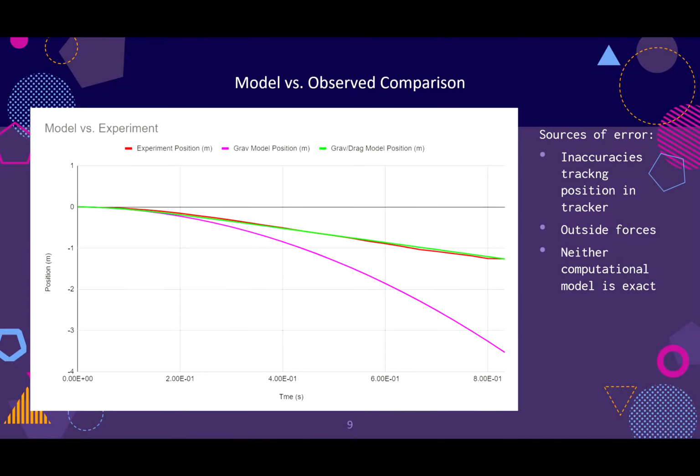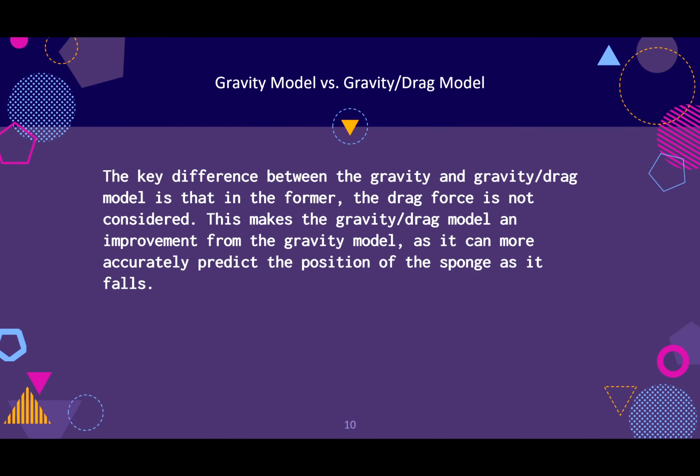Here is a graph comparing the data extracted from the observed and model position versus time graphs. You can see that the line representing the gravity model diverges completely from the observed position, and the gravity drag model is more accurate. The observed position also diverges from the gravity drag model, but at a much smaller scale. Sources of error that could explain the inconsistency between the gravity drag model and observed positions are inaccuracies in tracking position in Tracker and other potential outside forces acting on the sponge. The key difference between the gravity and gravity drag model is that in the former, the drag force is not considered. This makes the gravity drag model an improvement from the gravity model, as it can more accurately predict the position of the sponge as it falls.